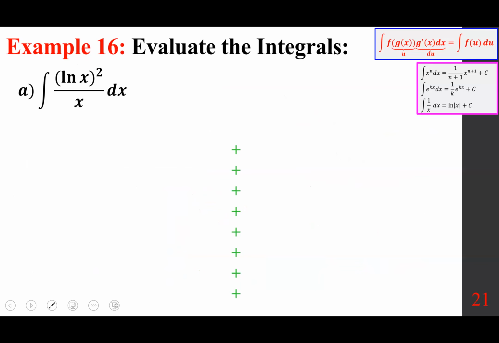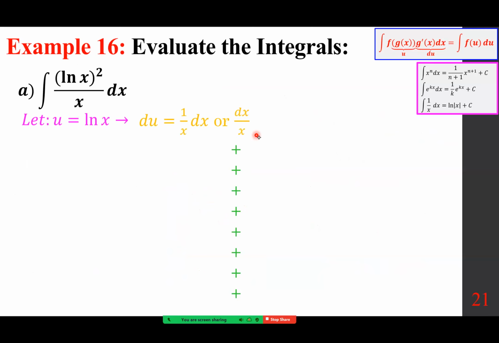Anytime ln x is involved, that is the choice of u. It's at top, it's at the bottom, makes no difference. Du is 1 over x dx, or dx over x. That's the notation. Both of them are the same, everybody.